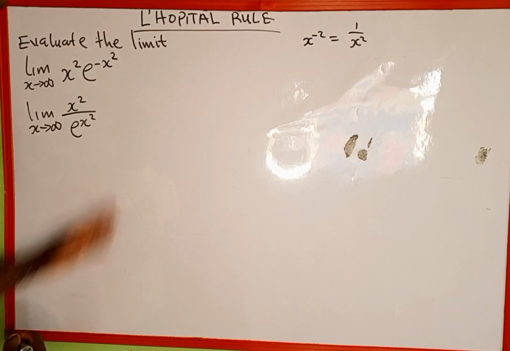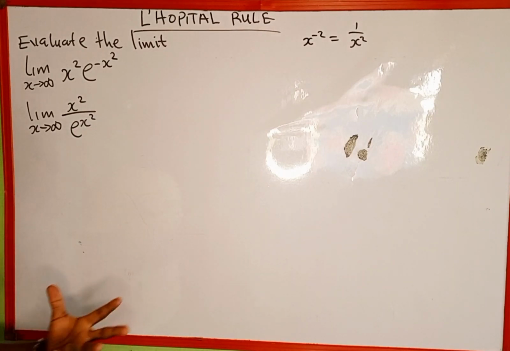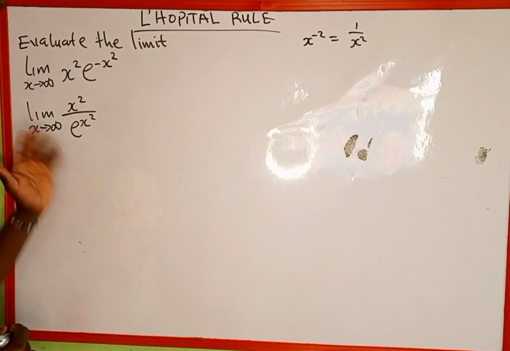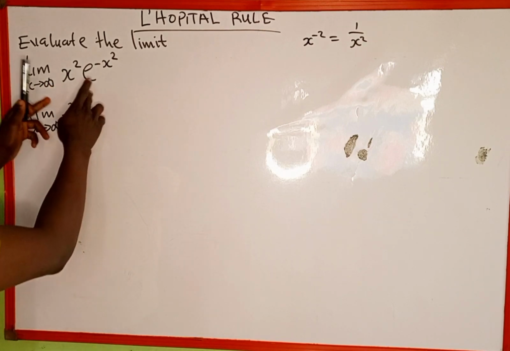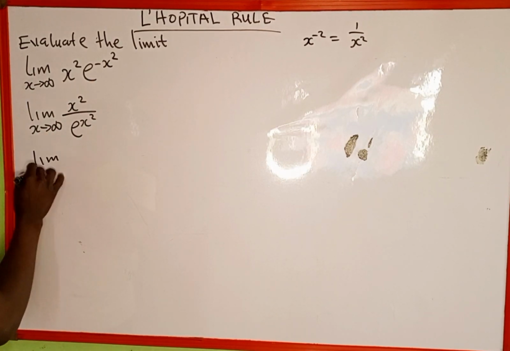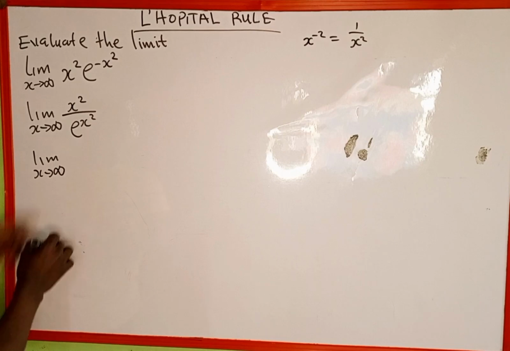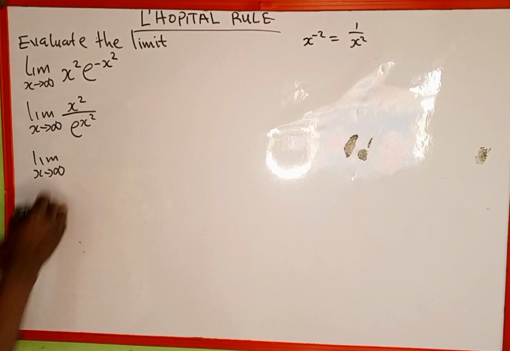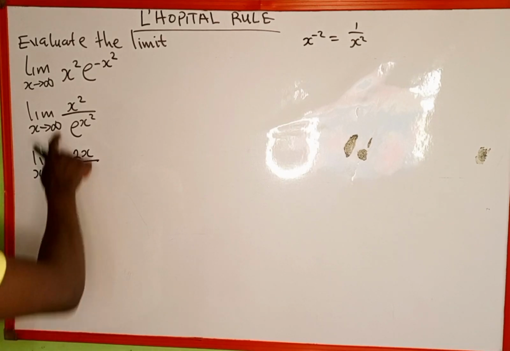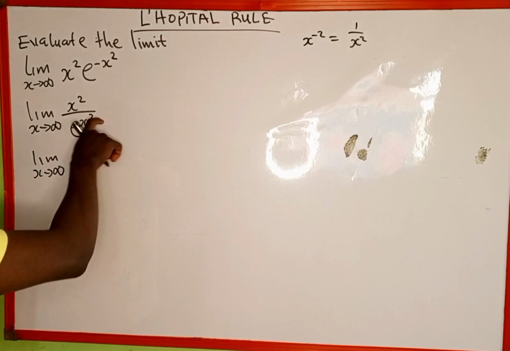So what we are going to do using L'Hopital's rule, the rule says we should differentiate the numerator and denominator separately. Then before we do direct substitution, we differentiate separately. So this is going to be our limit as x approaches positive infinity. The derivative of x squared with respect to x is the same as what? 2x, divided by the derivative of e to the x squared.